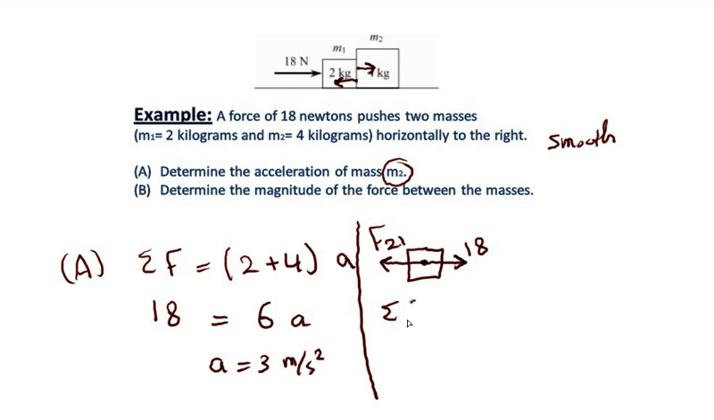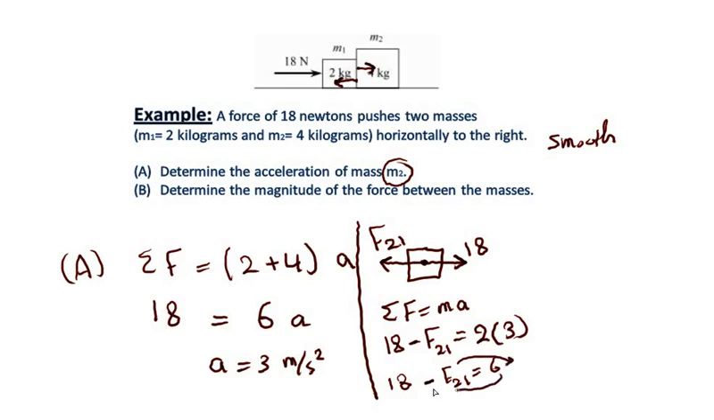Okay, sigma F equals MA. Sigma F is 18 minus the force that we want, F2-1. This is equal to the mass 2 times the acceleration 3, which is the same for both of the masses. 18 minus F2-1 equals 6. Let's move this one here and this one there to the other side. So 18 minus 6 equals F2-1. Then F2-1 equals 12 newtons.